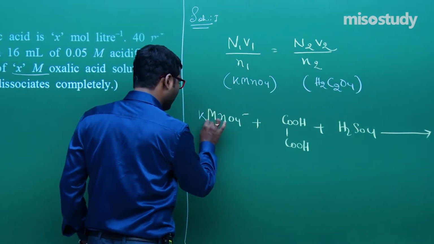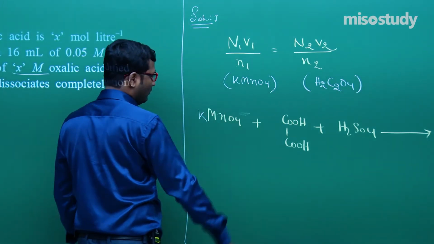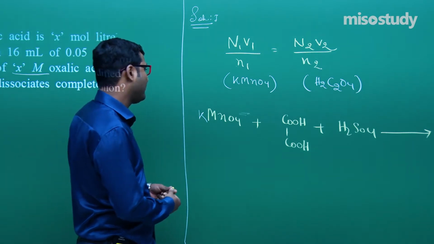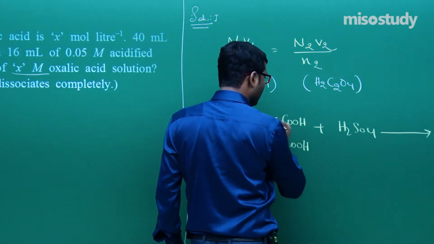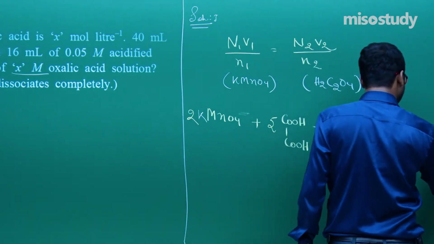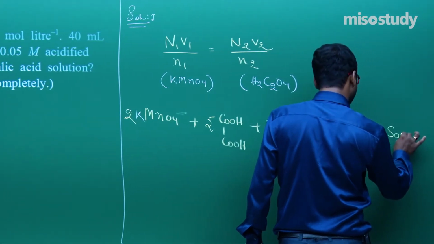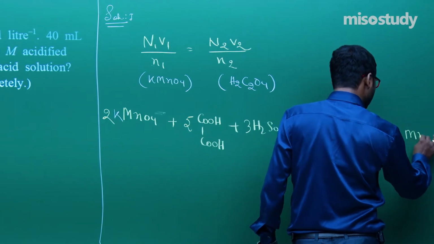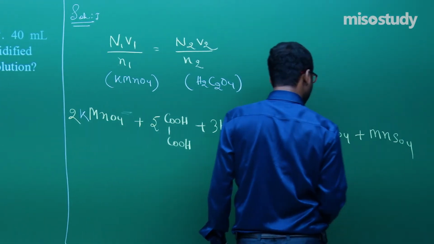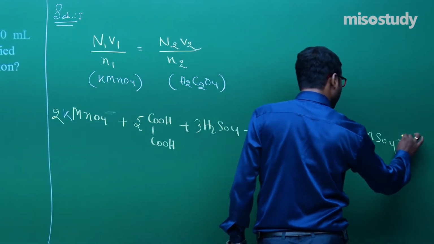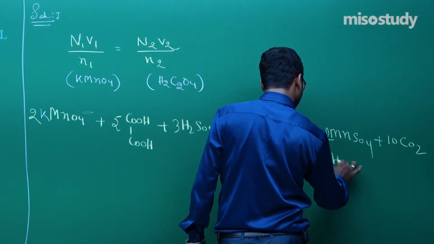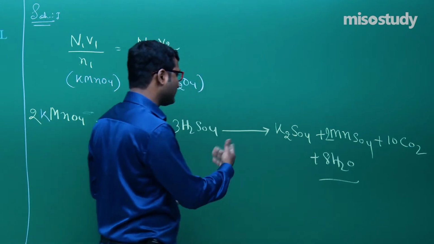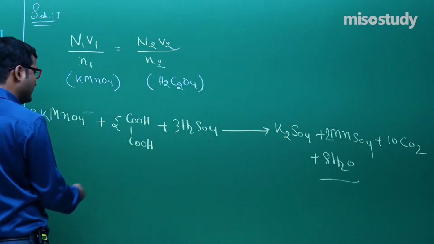This is the KMnO4, from where this MnO4 comes. Now what will happen? Put here 2, put here 5, put here 3, and it gives you K2SO4, MnSO4, plus 10 CO2, plus 8 H2O. I know how to balance the reaction, that's why I have directly written it. You can easily balance it here.